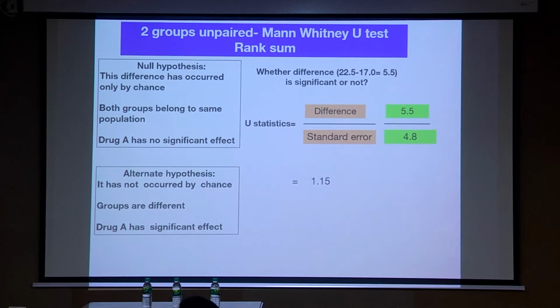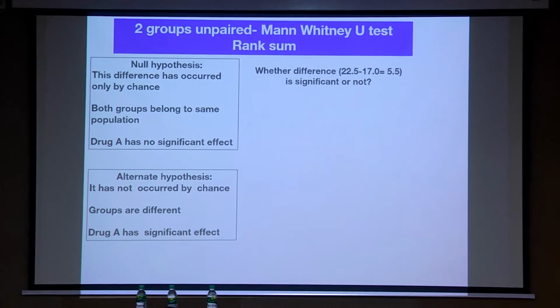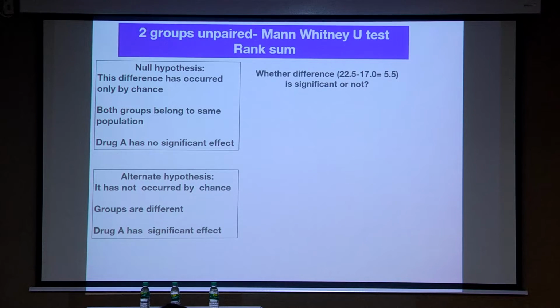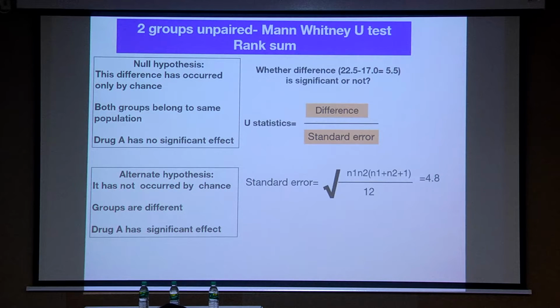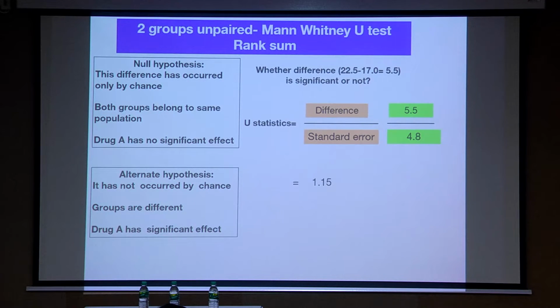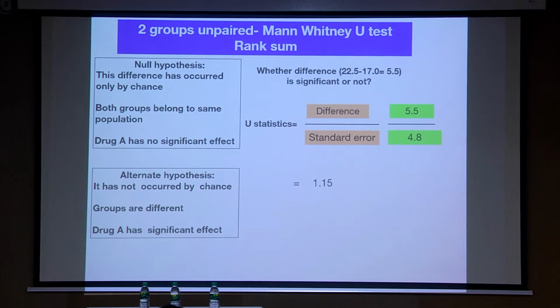So we are calculating the difference between the groups. The difference is 5.5. We correct it by the standard error, which is 4.8. Ultimately, dividing the value by 4.8, we get 1.15. What is this 1.15? We have to compare it with the statistical table. In the statistical table, we get the number 2.